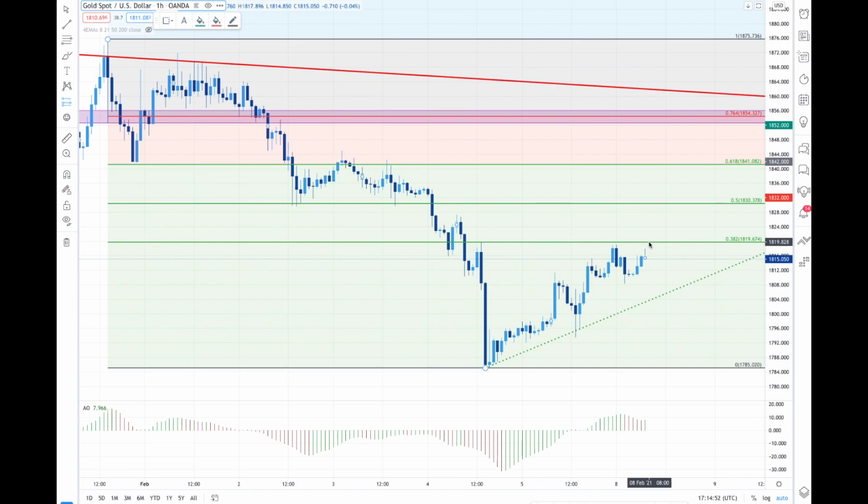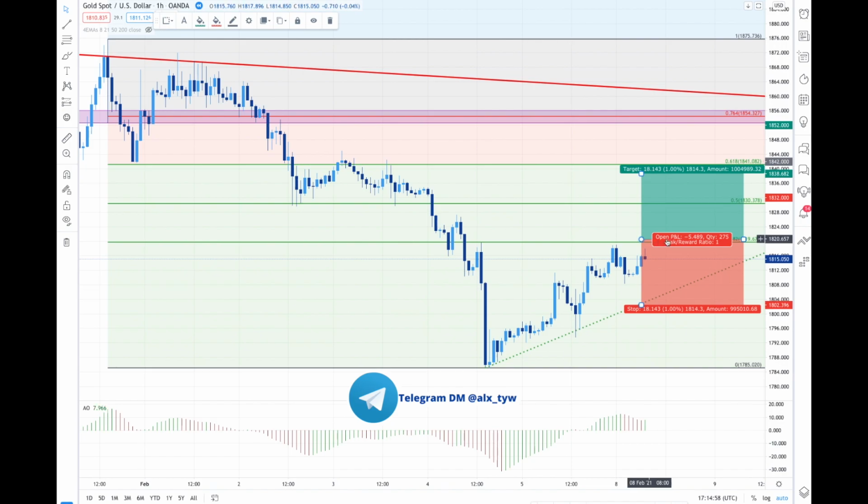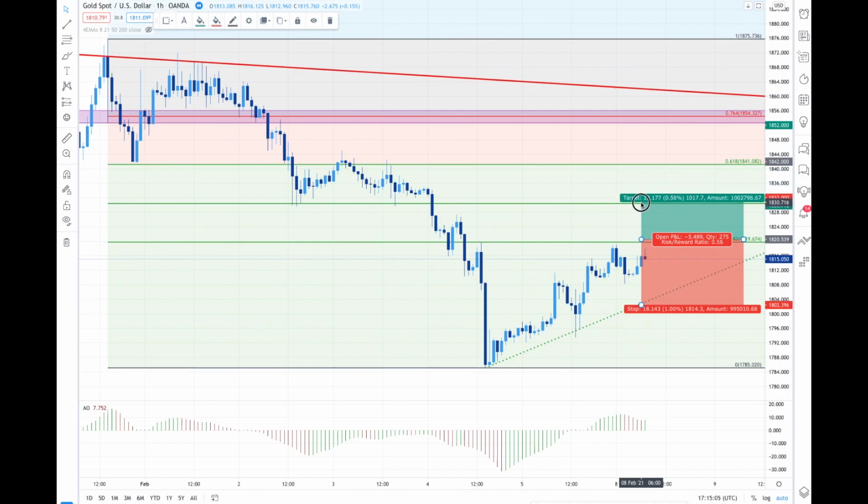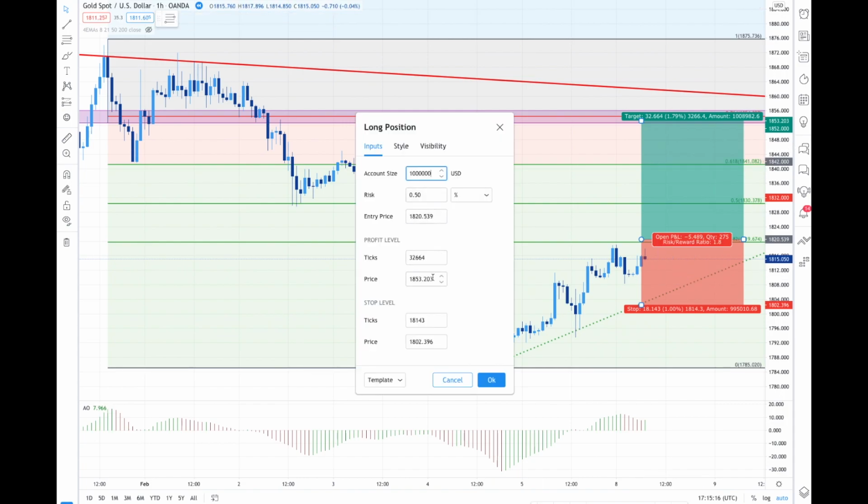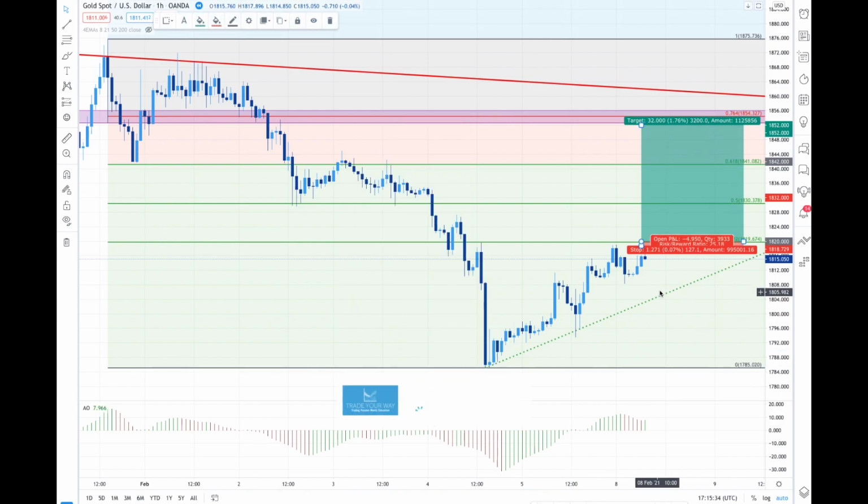If, however, it breaks this area, our entry point long would be around 1820 or just above 1820, and we would then look for a T1 being somewhere like the 50% or the 61.8. Ultimately, T2 would always be around the 76.4, but just shy of the 76.4. So in this case, we would look for 1852 as a target. My stop loss would be about 100 pips from my entry, which is generally how I trade gold. It needs to be a swing trade because it is so much bigger.